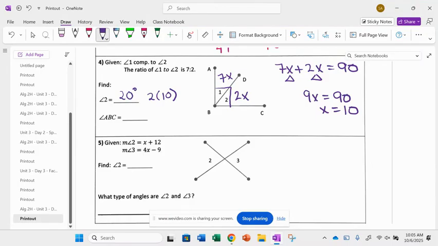And then it says find angle ABC. Well, we already knew. What is angle ABC? 90. You got it.